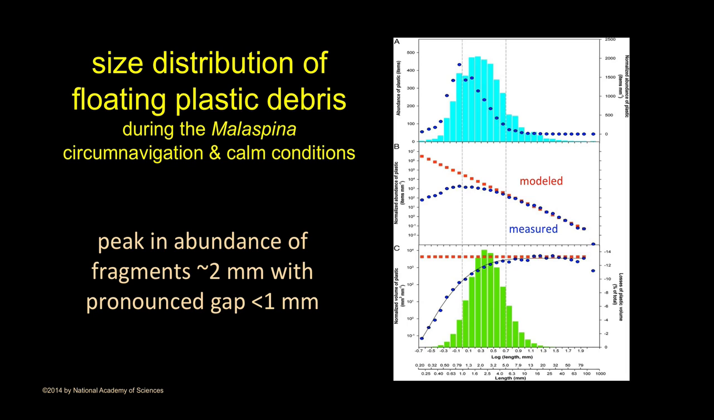This is an interesting paper. This is that 2014 paper. But one of the things that I like in particular is this modeling effort. So they basically said, okay, we've got all this plastic out in the ocean. Let's figure out what we would expect the encounter rate of plastics to be.